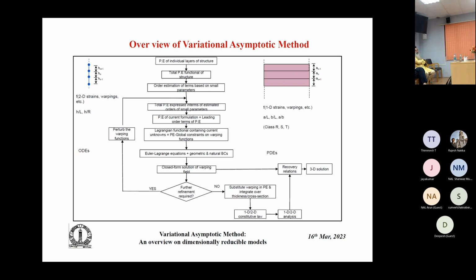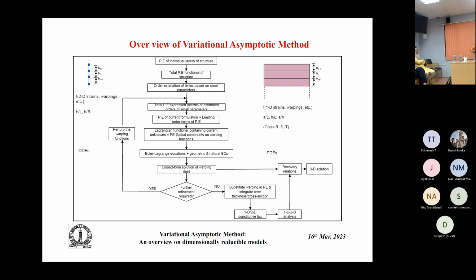When it comes to the plate, we are marching through the thickness of the plate. And when it comes to the beam, we are marching over the cross section of the beam. Once the potential energy of the individual layers is formulated, the total potential energy of the structure has to be formulated. For the plate, the total potential energy will be a function of 2D strain measures, which can be the extensional strain, bending curvatures as well as twisting curvatures. It is also a function of warpings and their derivatives, and of the thickness coordinate for the plate. When it comes to the beam, it will be a function of 1D strain measures, warpings and their derivatives, as well as the width and depth directions of the beam.